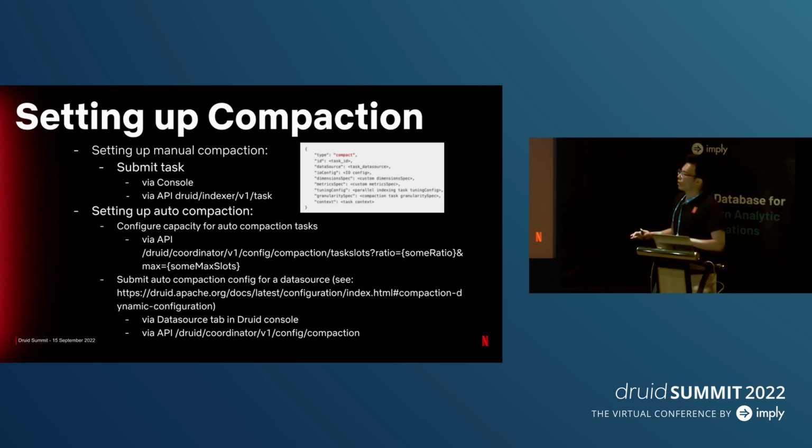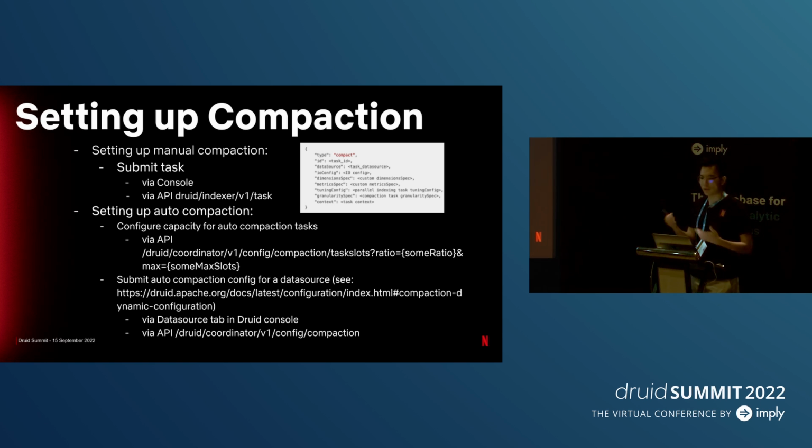So I'll go over a little bit on setting up both of those, but the documentation on the Apache Druid website is much more detailed, and I recommend you check it out if you're trying these things out for the first time. So manual compaction, as mentioned before, is just a single task, similar to how you would submit a batch ingestion task. You have a task spec on the top right. You have things you're familiar with, like IO config, dimension spec, metric specs, tuning configs, all of that stuff. You can submit it through the Druid console or the API directly.